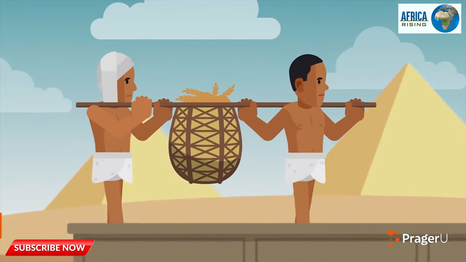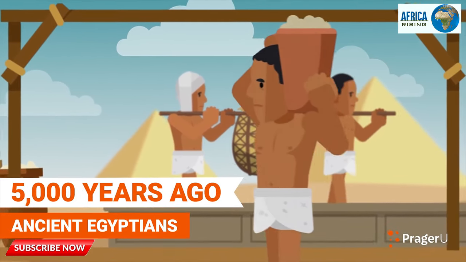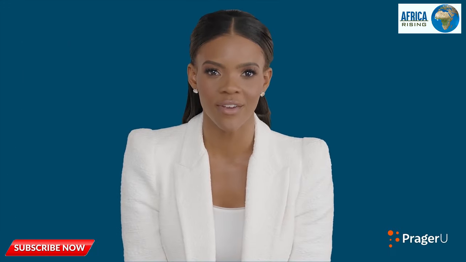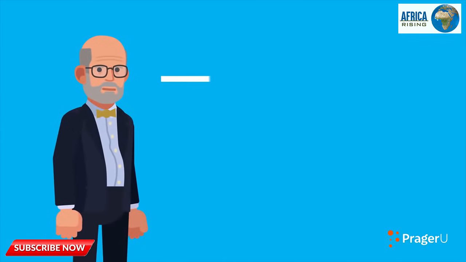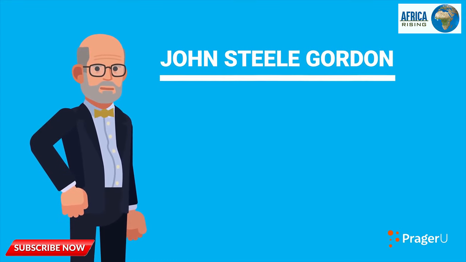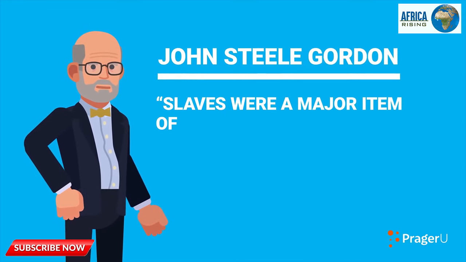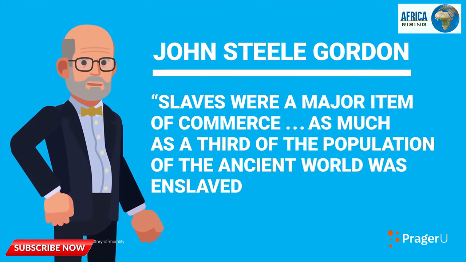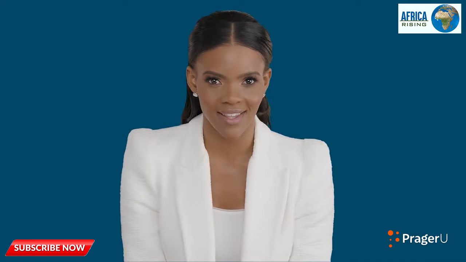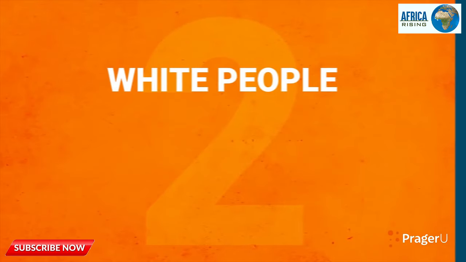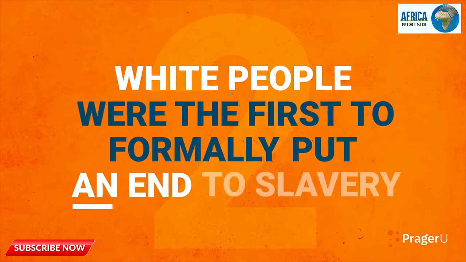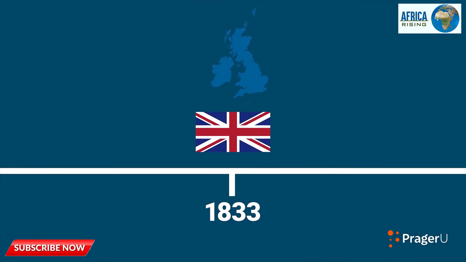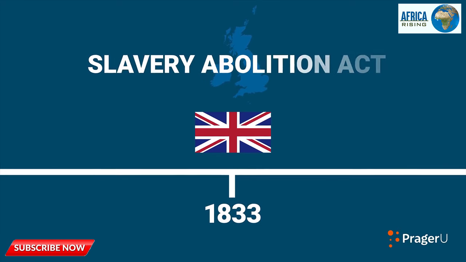Slavery existed during the time of the ancient Egyptians 5,000 years ago. As far back as we can go in human history, we find slavery. As renowned historian John Steele Gordon notes, from time immemorial, slaves were a major item of commerce. As much as a third of the population of the ancient world was enslaved. Here's the second thing you need to know. White people were the first to formally put an end to slavery. In 1833, Britain was the first country in the history of the world to pass a Slavery Abolition Act.